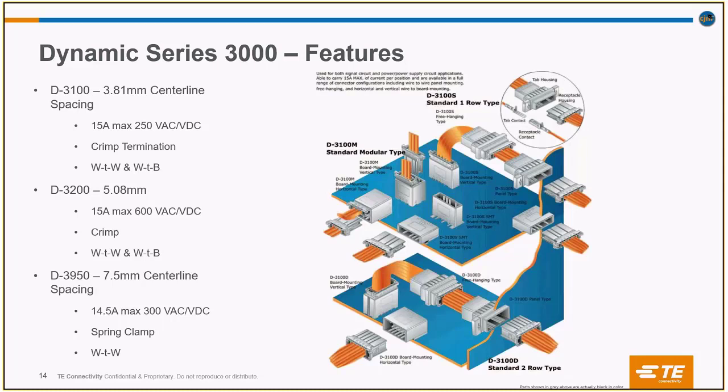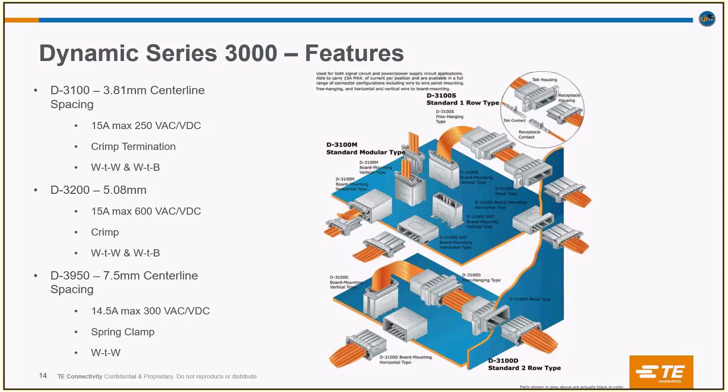Now, what is the other change that you see apart from the amp? What was low in the Dynamic Series 1000 and 2000? The current carrying capacity was low. What else do you think is a major change from the Dynamic Series 1000 and 2000? The centerline, there's a difference in the centerline. The current carrying capacity also increases and the voltage also increases.